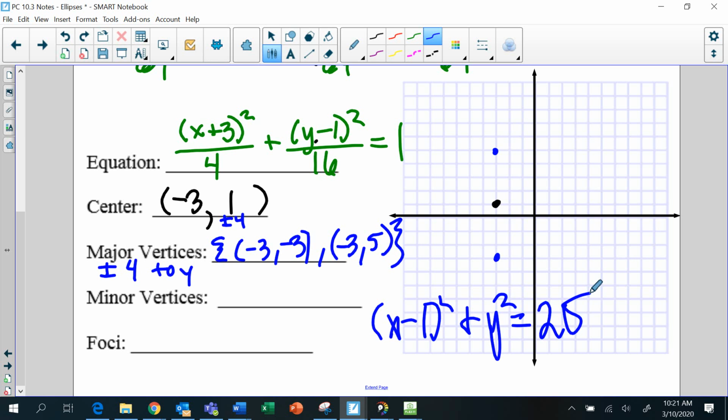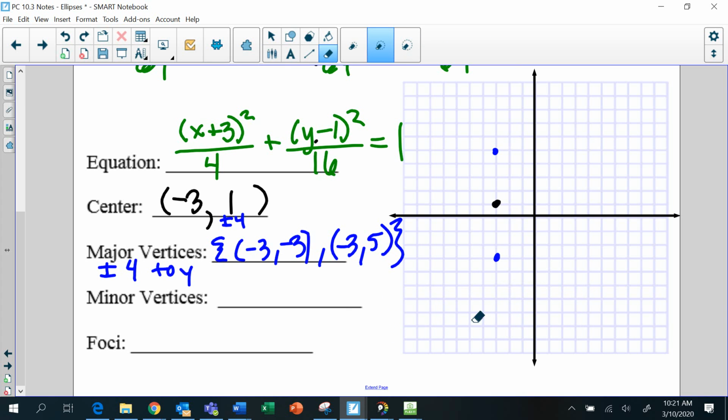How do you know if the x or y is the major? The bigger number. Since 16 is bigger, it's under the y, and that's telling me the y is bigger. You guys are asking really good questions because it just gets confusing since we've got different things. But then you learn it and you practice it and then it'll be easy.